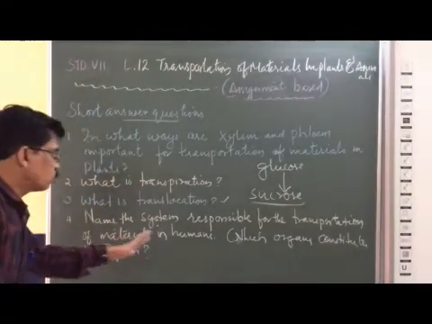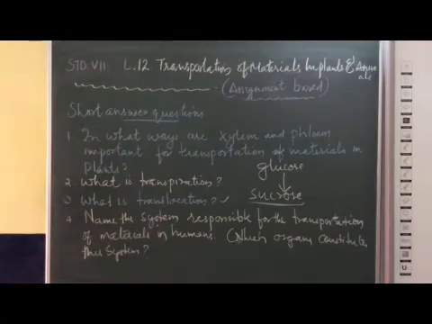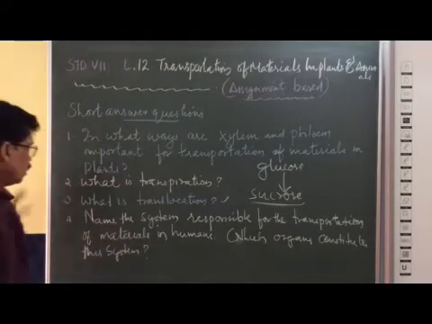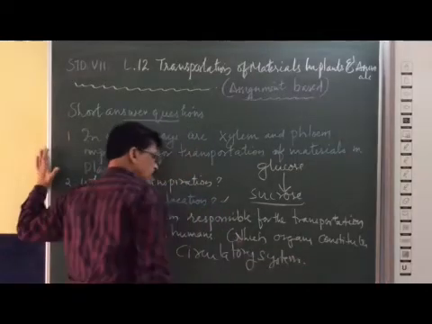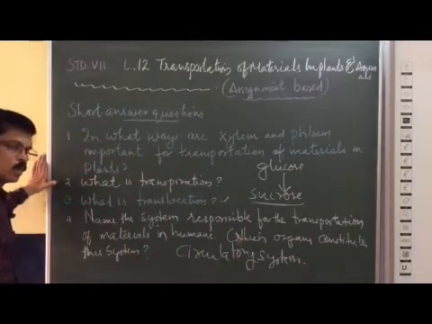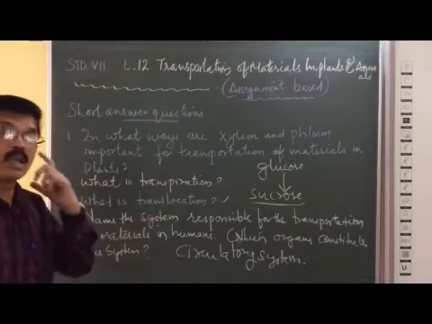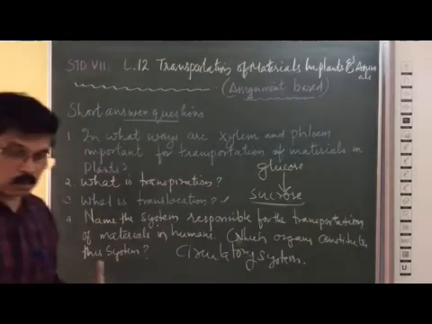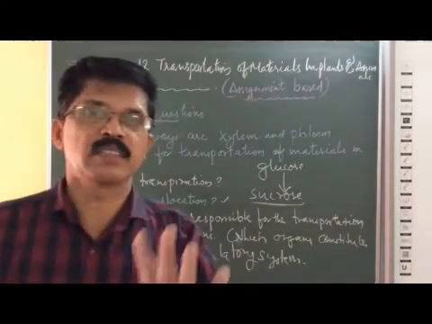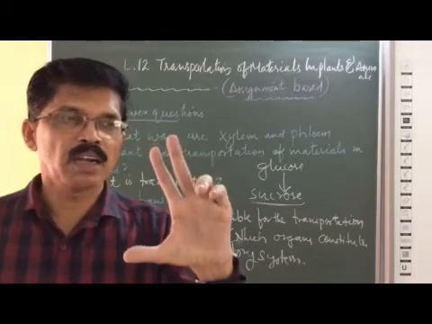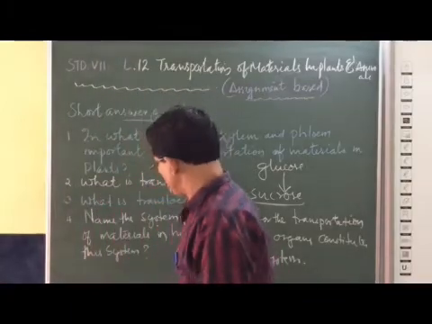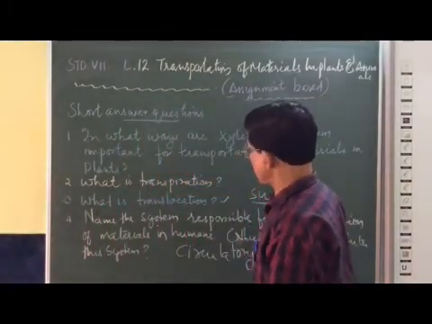Now we are coming to the last question of this session. Name the system responsible for the transportation of materials in humans. What is the system? Circulatory system. So we can understand that the circulatory system is responsible for the transport of materials in the human body. Very good. Now, which are the organs included in this circulatory system? Can you tell me? Yes, 3 organs: blood, blood vessels, and heart. The circulatory system of humans consists of blood, blood vessels, and heart.